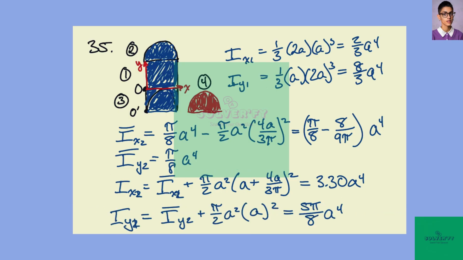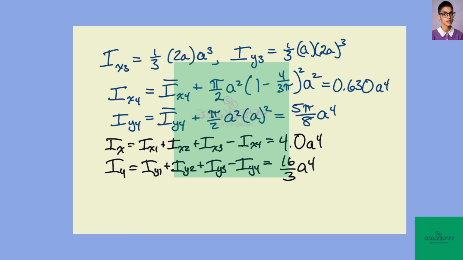And now we want about the y-axis. We have the area moment about the centroidal y-axis, and then we add the area times the distance from this y-axis to the centroidal y-axis, which is just a, so we get 5 pi over 8 times a to the 4th.